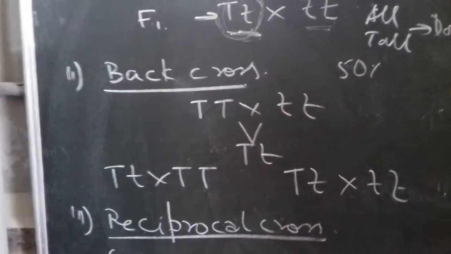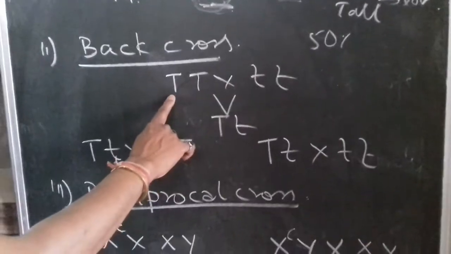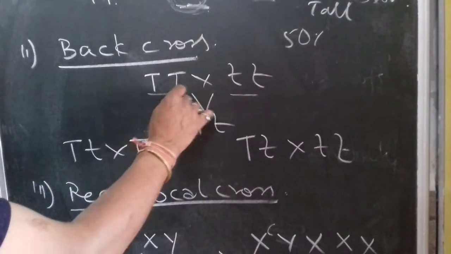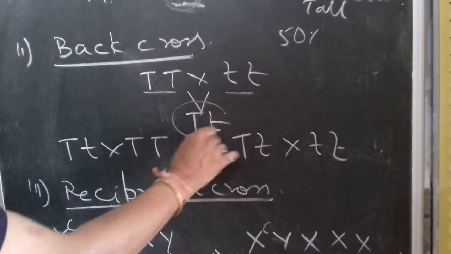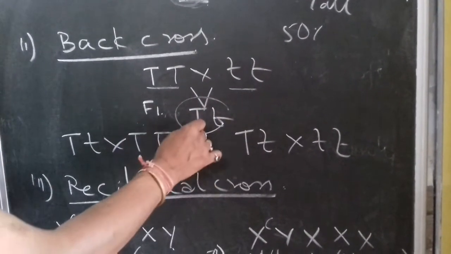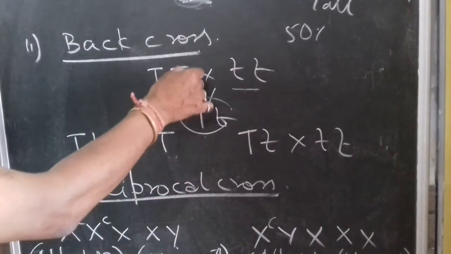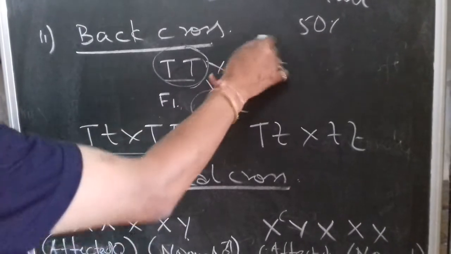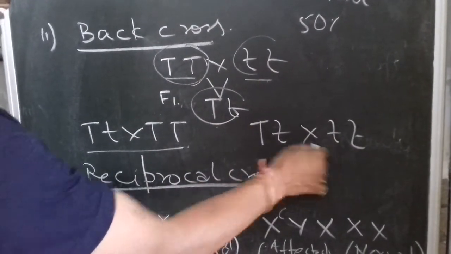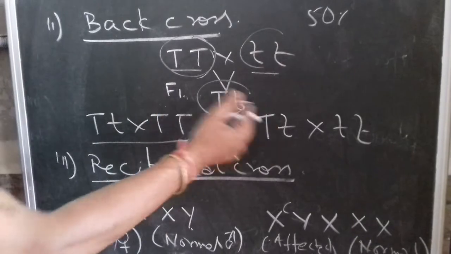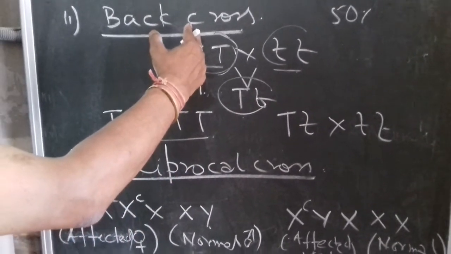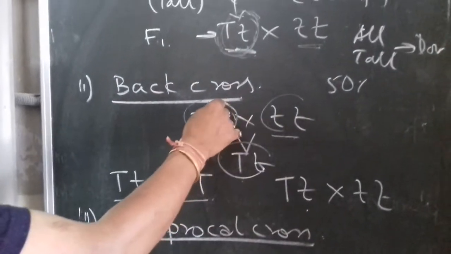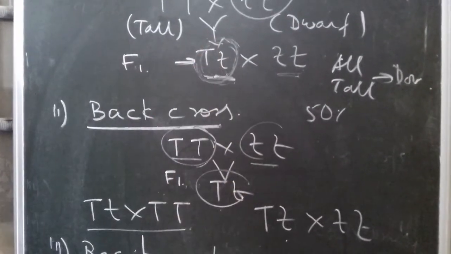Now next is the back cross. Back cross is crossing again with any of the parents. Suppose this is the parental type, capital T into small t, this is the F1 generation. If we cross the F1 generation with any of the parents, one of the parents or the other parent, then this type of cross with any of the parents, we call it a back cross. So a test cross is also a back cross, but all back crosses are not test crosses.